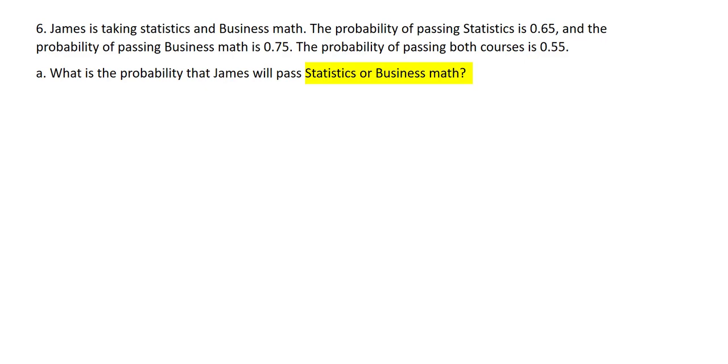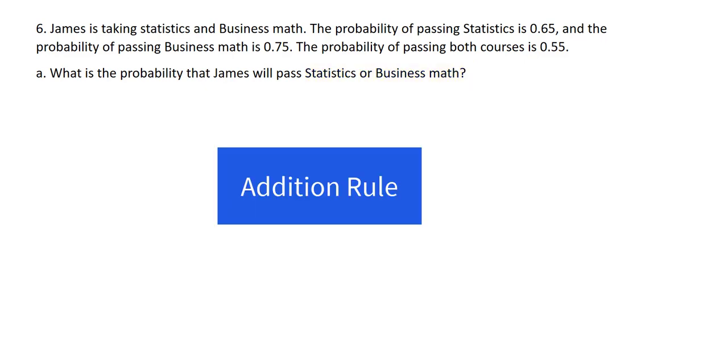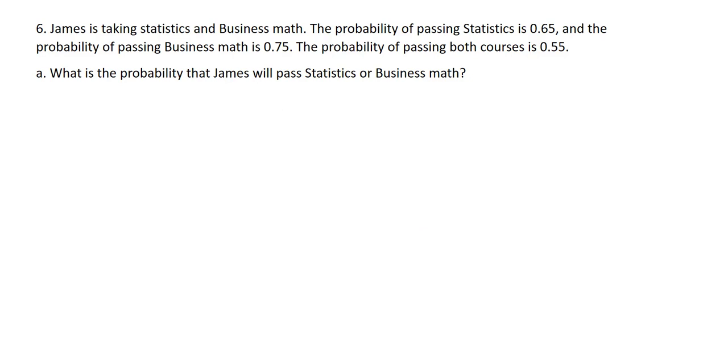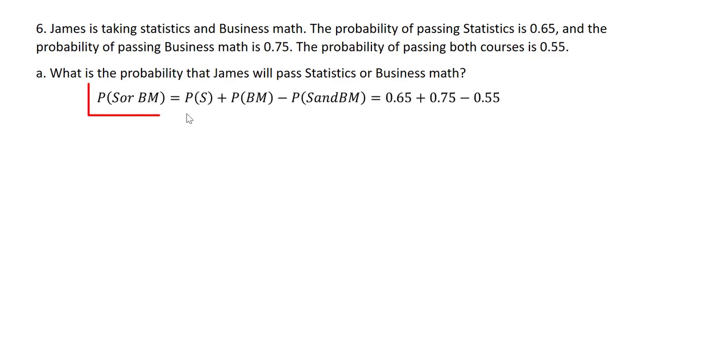So here we're going to be using the addition rule. And then we notice that the events that he passes statistics and business math are not mutually exclusive since the intersection is not empty. So the probability that he passes statistics or business math will be the probability he passes statistics plus the probability he passes business math minus the probability he passes statistics and business math. And then we just put the values in from the question and we end up with the probability of 0.85.